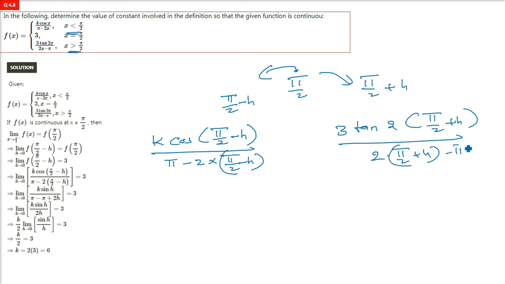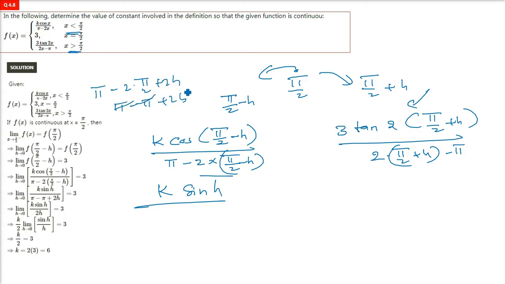But what I'm saying is, we can just get the answer by finding out the left hand limit only, because the left hand limit and right hand limit and the value of the function at x equals pi by 2, they will be same, because the question is already saying it is continuous. So k cos(90 minus theta) is sin theta, just sin h. Now this is pi minus 2 into pi by 2 plus 2h. So the 2 gets cancelled, pi minus pi plus 2h, pi gets cancelled, you have 2h here. So sin h by h, you can directly apply the limit here. Sin theta by theta, limit theta tends to 0 is 1. So this is 1. So sin h by h is going to be 1.